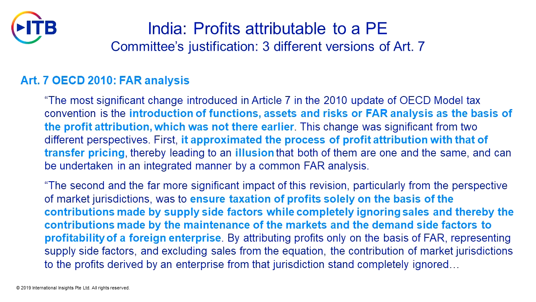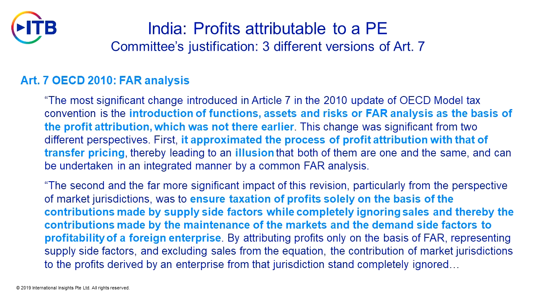The most significant change introduced in Article 7 in the 2010 update of the OECD Model Tax Convention is the introduction of functions, assets and risks, or FAR analysis, as the basis of the profit attribution, which was not there earlier. This change was significant from two different perspectives. First, it approximated the process of profit attribution with that of transfer pricing, thereby leading to an illusion that both of them are one and the same and can be undertaken in an integrated manner by a common FAR analysis.